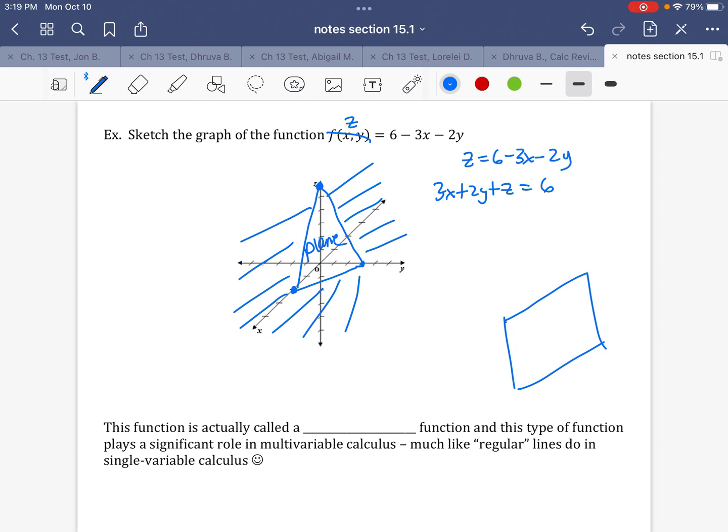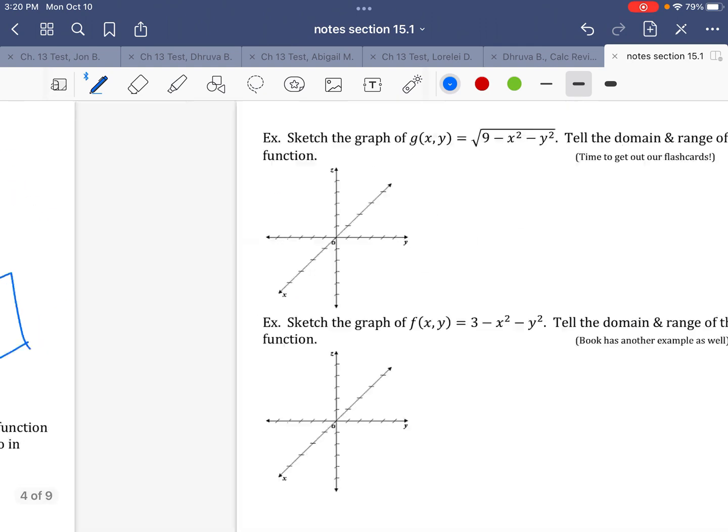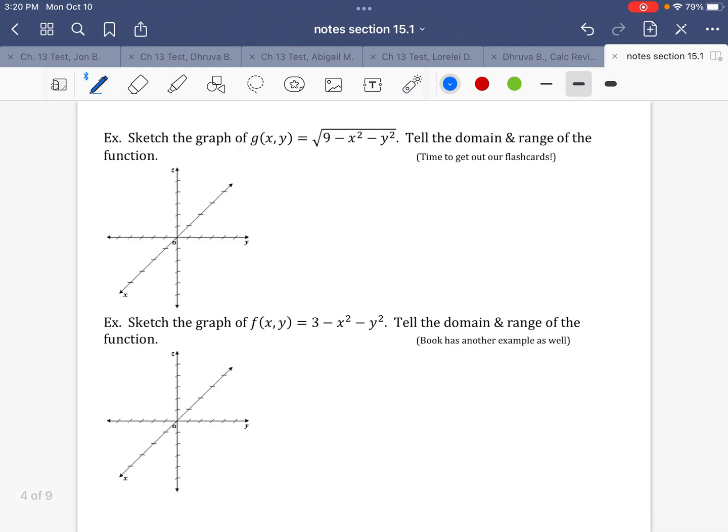So in two dimensions, a line is your basic function, right? Your most basic graph. So it's a linear function. So in 3D, your most basic graph is a plane. And so this function that we just did, this plane, is actually called a linear function when we're in 3D. It's basically our basic equation in multivariable.